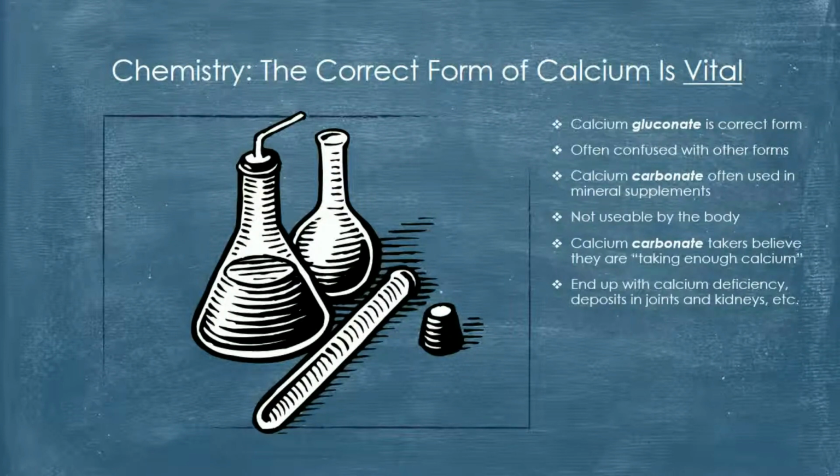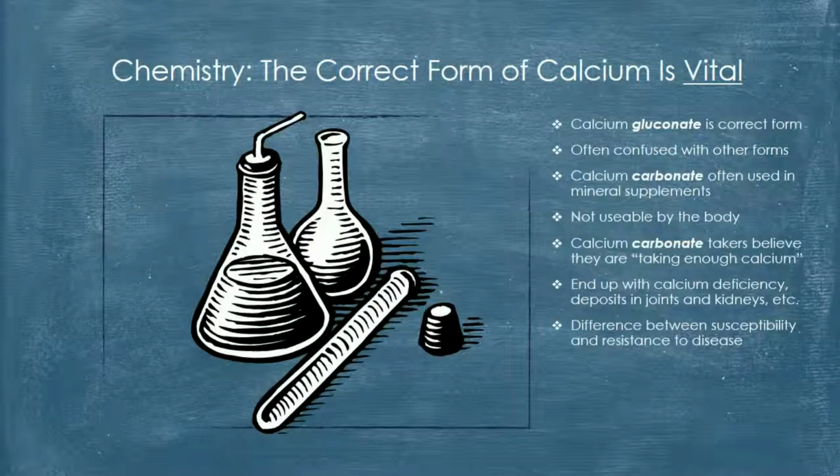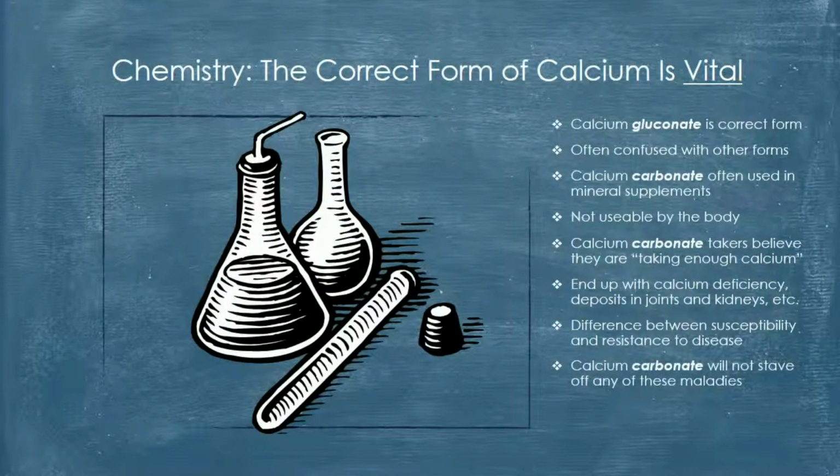In point of fact, using one or the other form of calcium can account for, in a child for instance, the difference between susceptibility and resistance to fever-producing diseases, colds, and even polio. No amount of calcium carbonate will stave off any of these maladies. Calcium gluconate, however, may be of service.